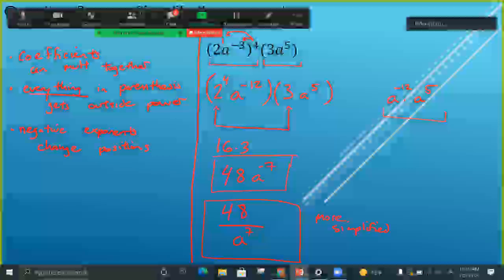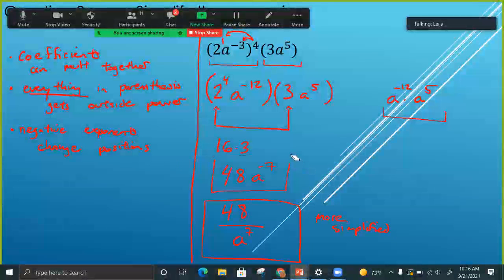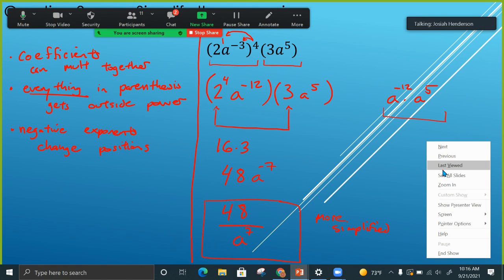So Josiah, on the test, the more simplified answer would be the answer, right? Yes. So if I would have put the step before that, it might be wrong. Yeah, and if that happens, then we won't know about it till after you're done, right?